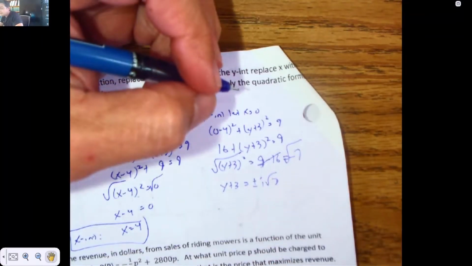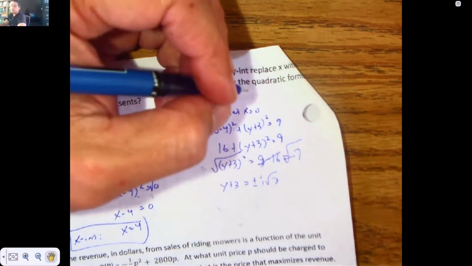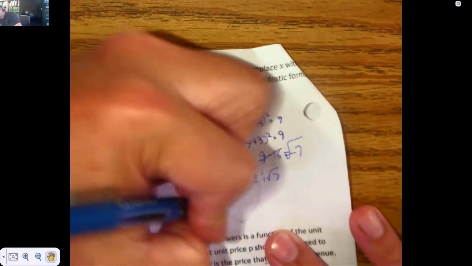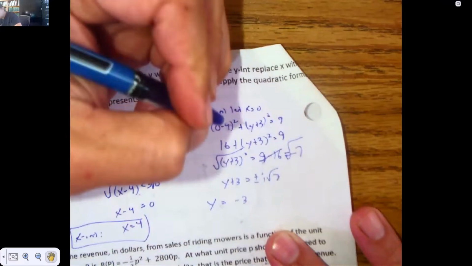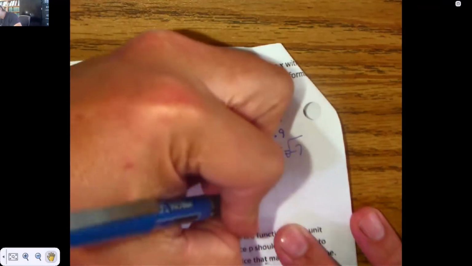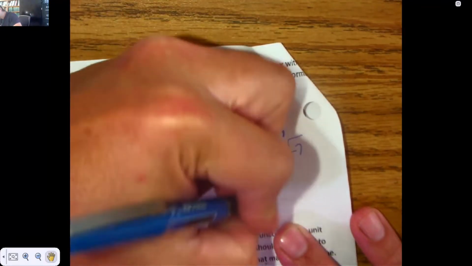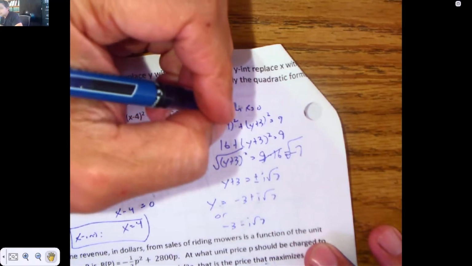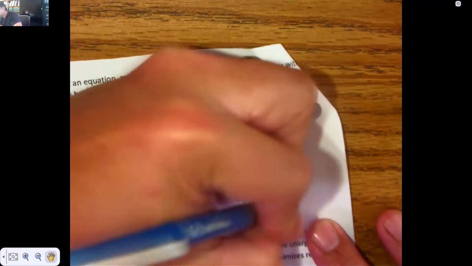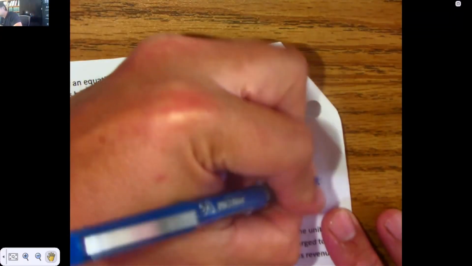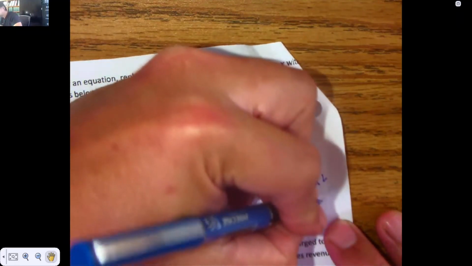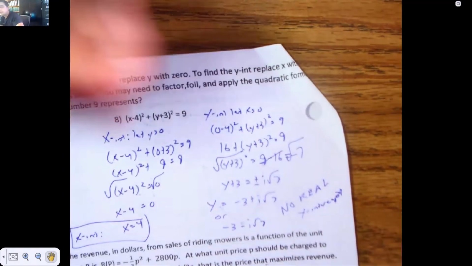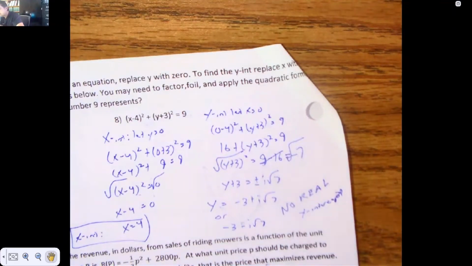It actually does have 2 intercepts. They're just imaginary. That's all they are. I subtract my 3. I write this in complex form, a plus or minus bi. Negative 3 plus i root 7, or negative 3 minus i root 7. Now the reality is there is no real y-intercept. Because those are imaginary, right?